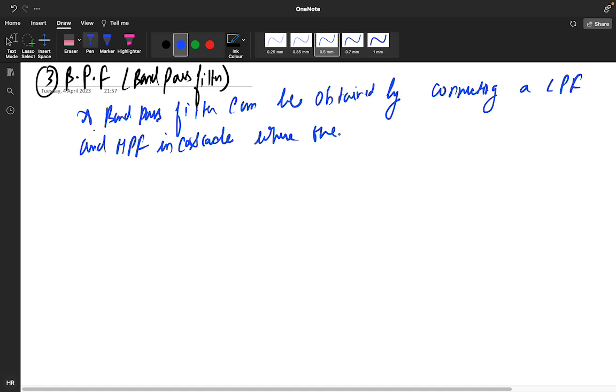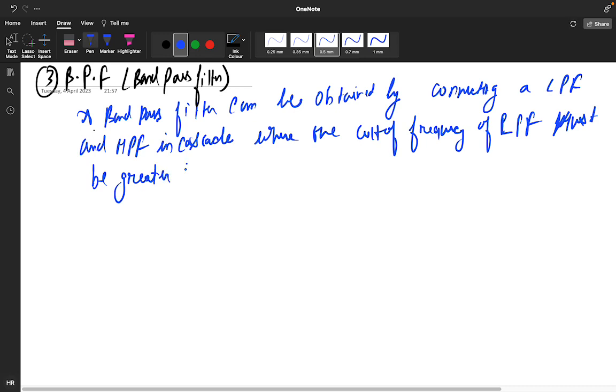Where the cutoff frequency of low pass filter must be greater than the cutoff frequency of high pass filter.